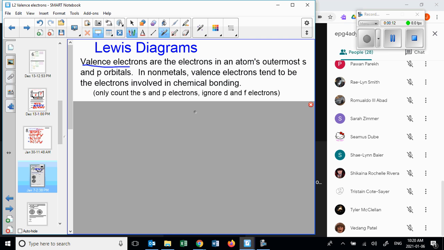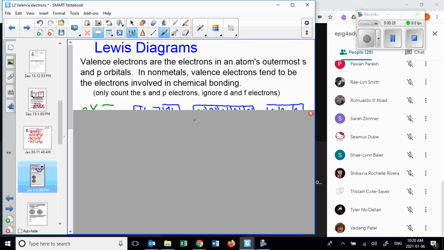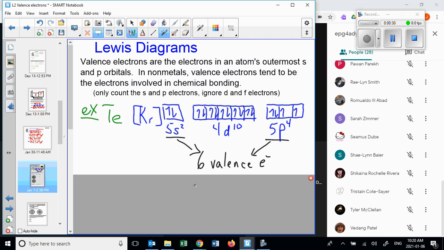Valence electrons are the electrons in the outermost s and p orbitals. In non-metals, valence electrons tend to be the ones involved in chemical bonding. So they're the ones involved in the chemistry that we're going to study. Now, I want you to jot this down.